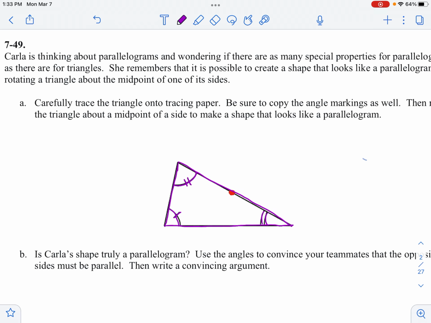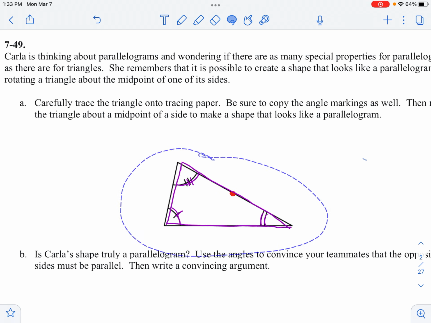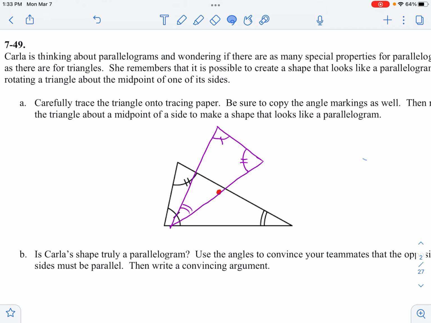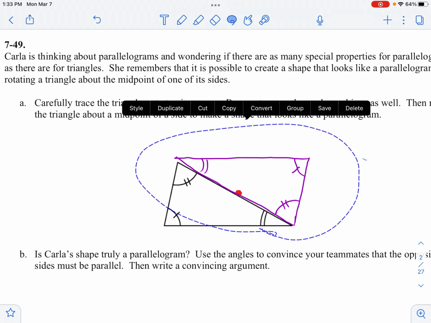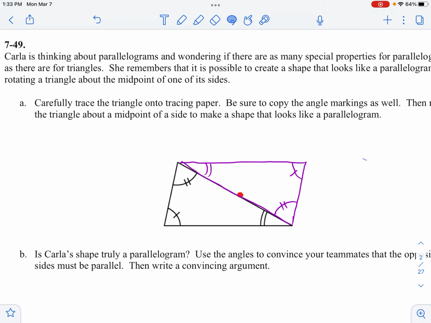Okay, so once you have that traced, what we can do is we can use our scissor tool up at the top. We can rotate that triangle around the midpoint of that side. And so then it should look like this about. Maybe we can make that better.